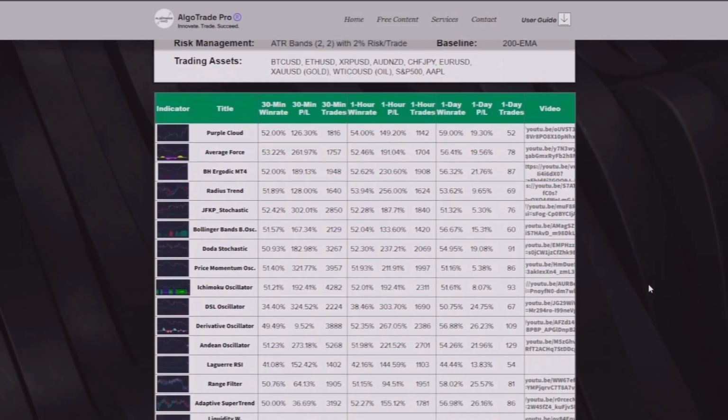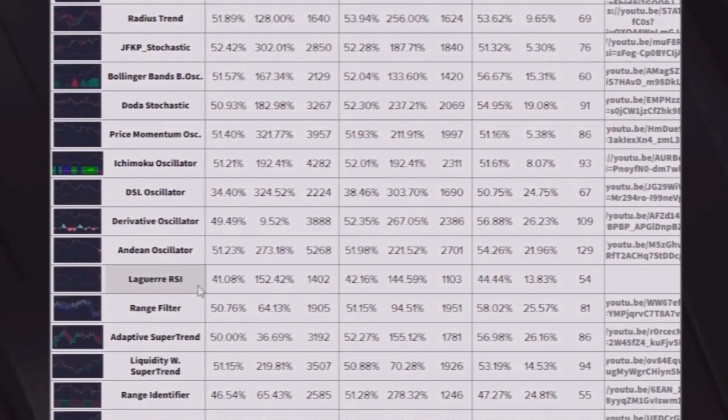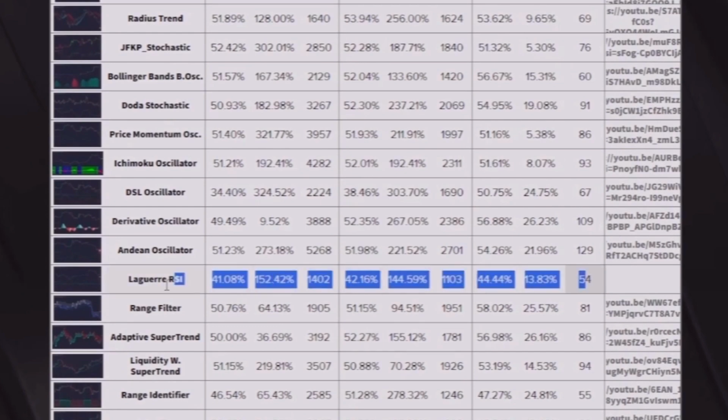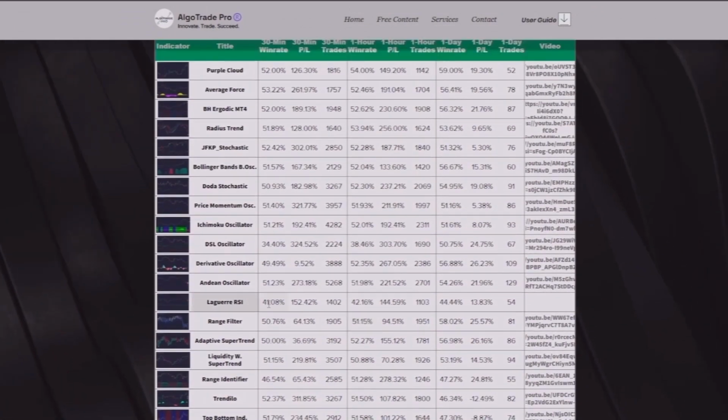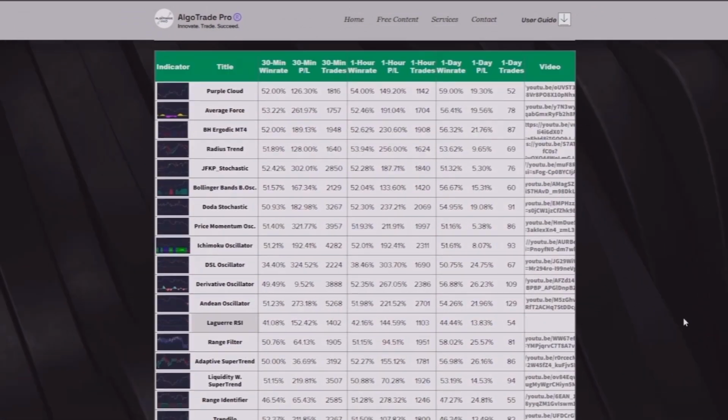After evaluating the Laguerre RSI alongside other indicators in this series, I have decided to place it in this position on our rankings table. Tell me in the comments if you agree with this position or not.